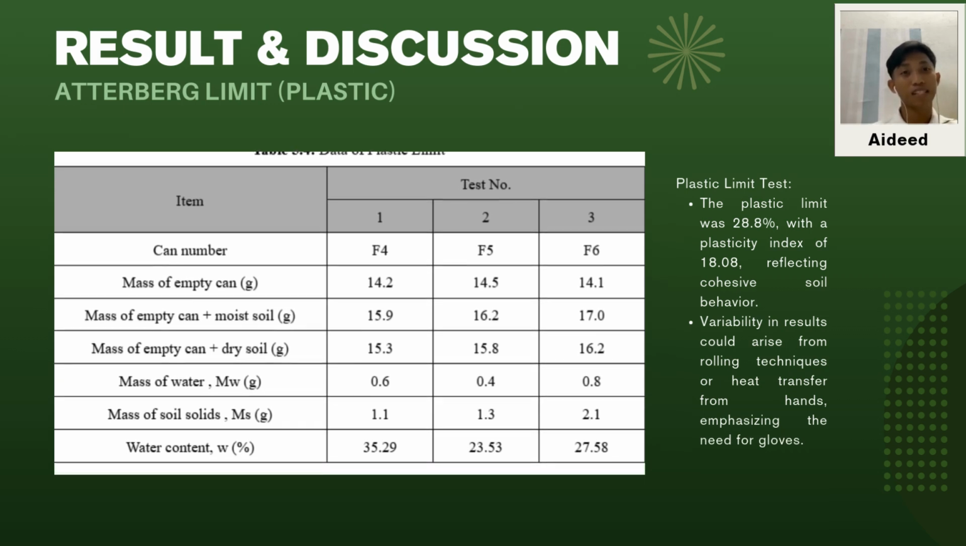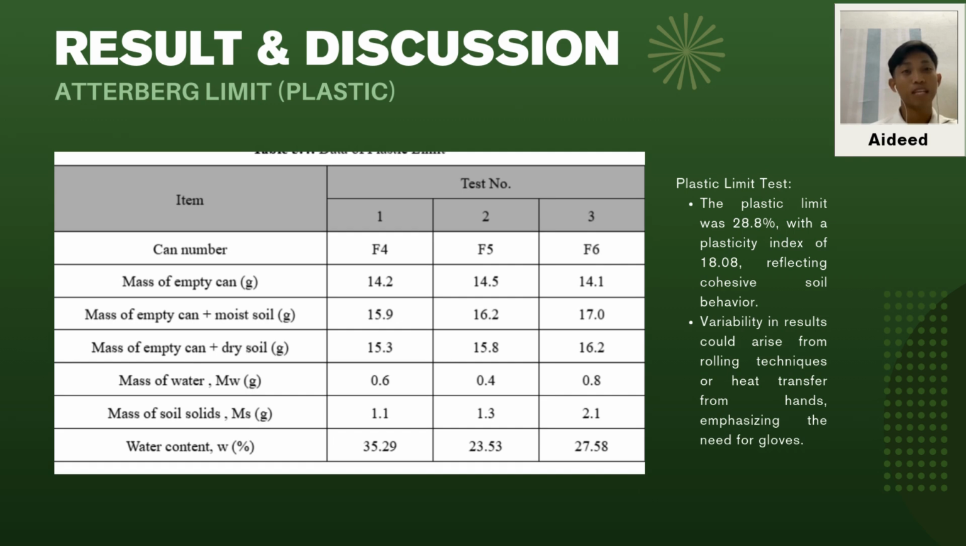In the plastic limit test, the plastic limit that we got was 2.8% with a plasticity index of 18.08, reflecting cohesive soil behavior. Next, variability in results could arise from rolling techniques or heat transfer from hands, emphasizing the need for gloves.